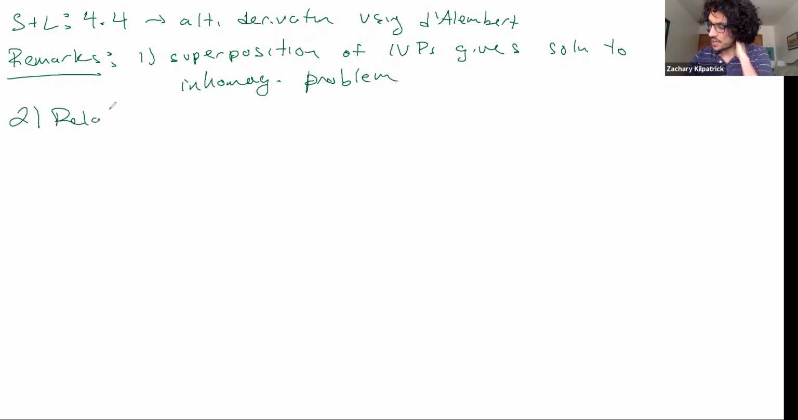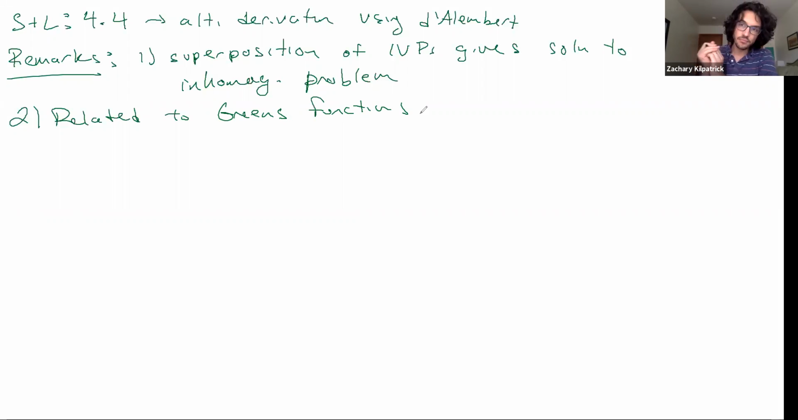This is also related to Green's functions, which we won't get that much into for time-dependent problems. We're going to mostly talk about Green's functions with respect to the Poisson equation or Laplace's equation later on. But Duhamel's principle gets at the region of definition and the standard way of deriving a Green's function for the wave equation. Let me say one more thing.